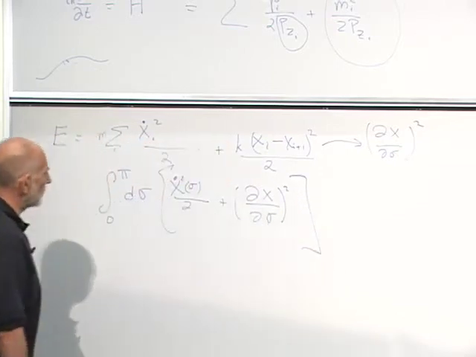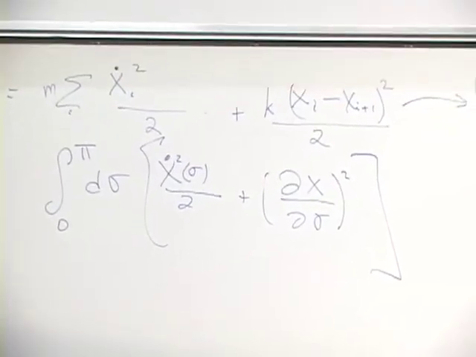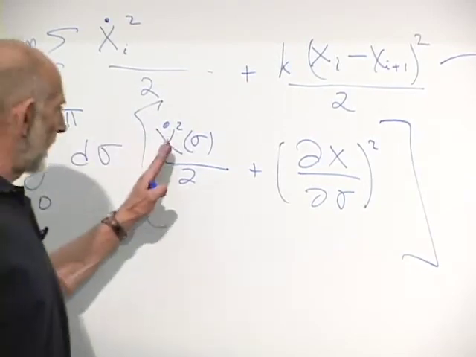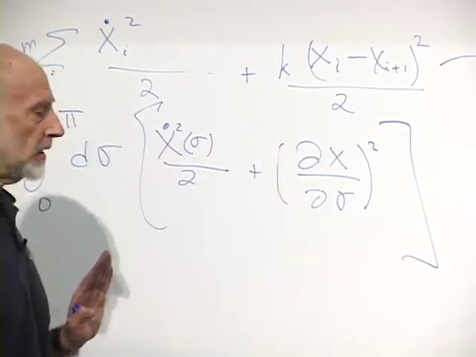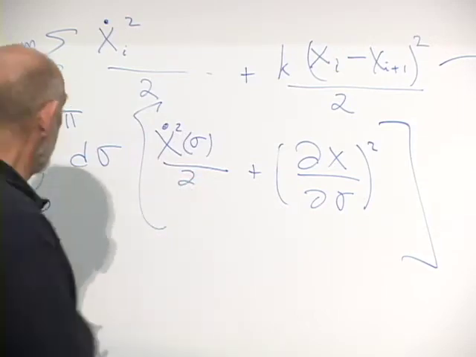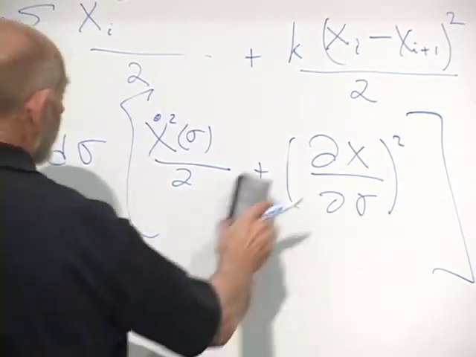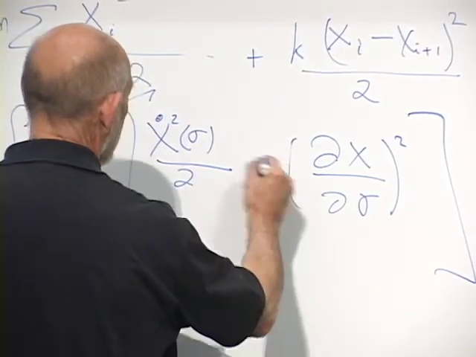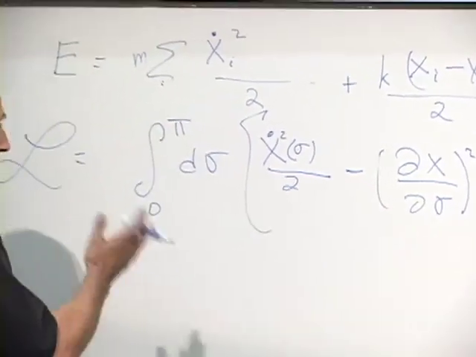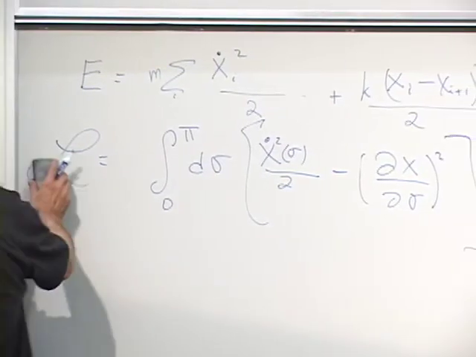This is the energy of the string. If I wanted to write the Lagrangian, you all remember what a Lagrangian is. Energy is kinetic energy plus potential energy. Lagrangian is kinetic energy minus potential energy. So if I wanted the Lagrangian, it would be this. If I wanted the energy, it would be with a plus sign. Okay, I'll write the energy.